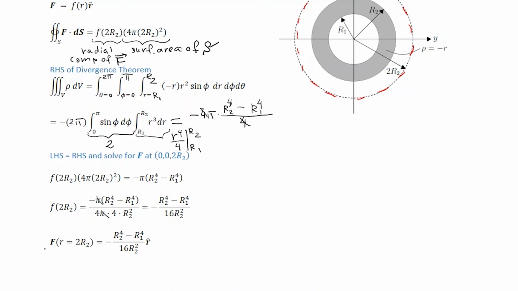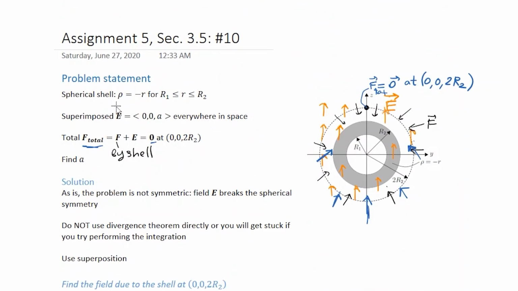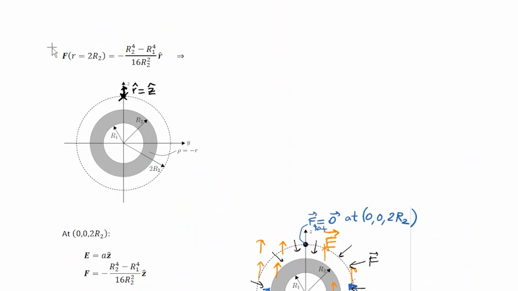Now let's get the actual vector field. The vector field at any r equal to 2r2, so everywhere on this red surface, is equal to this, where I took this radial component and then added the direction to it. Now let's use this field that we found for this red Gaussian surface to get the field at (0, 0, 2r2). And we want that field written in Cartesian coordinates because we want to add it to this Cartesian E. So let's do that. Here I copied the field, and you can see that at this observation point, we have r hat going upwards like this, and this is equal to z hat at this point.